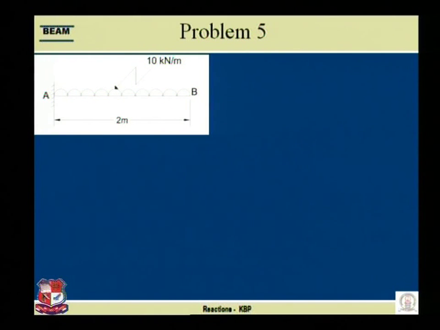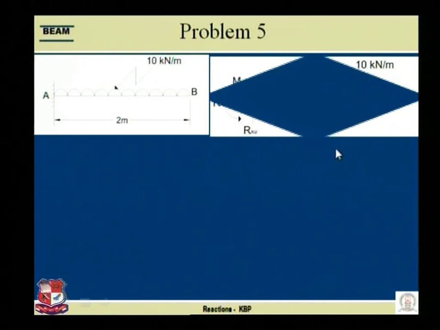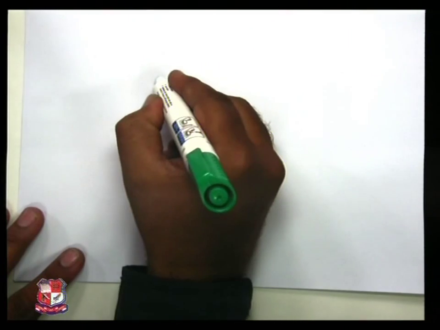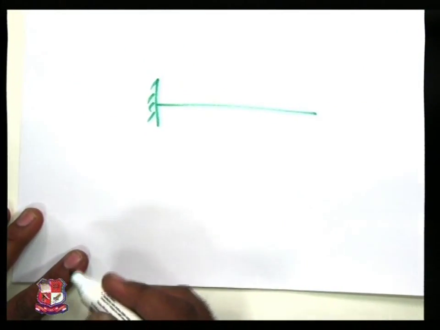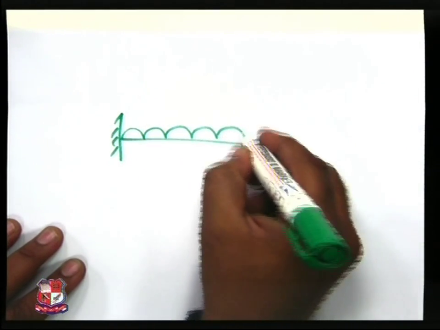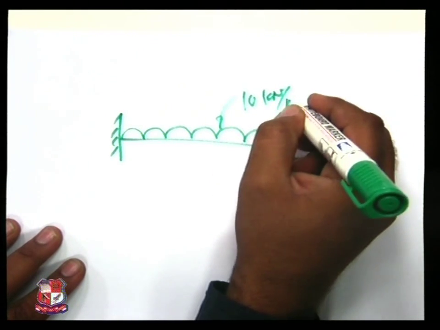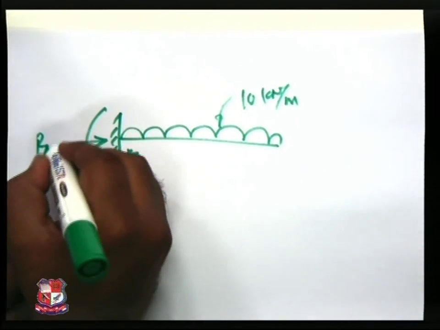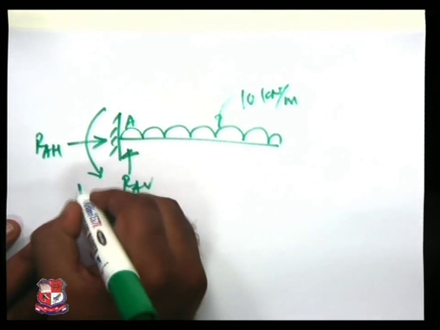Let us go ahead with the next one, problem number 5. Cantilever beam with the UDL 10 kilonewton per meter. Here this end is fixed, this end is free, and it has been converted in terms of the reaction forces shown over here. Let us solve over here. 10 kilonewton per meter. 3 reactions are generated: RAH, if this is my A joint, RAV and MA.